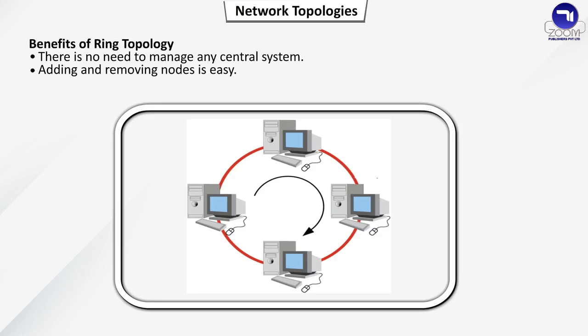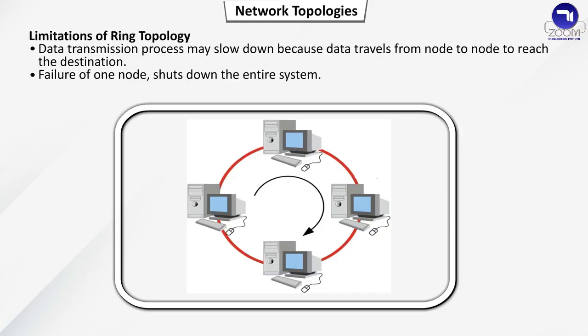Benefits of ring topology. There is no need to manage any central system. Adding and removing nodes is easy. Limitations of ring topology. Data transmission process may slow down because data travels from node to node to reach the destination. Failure of one node shuts down the entire system.